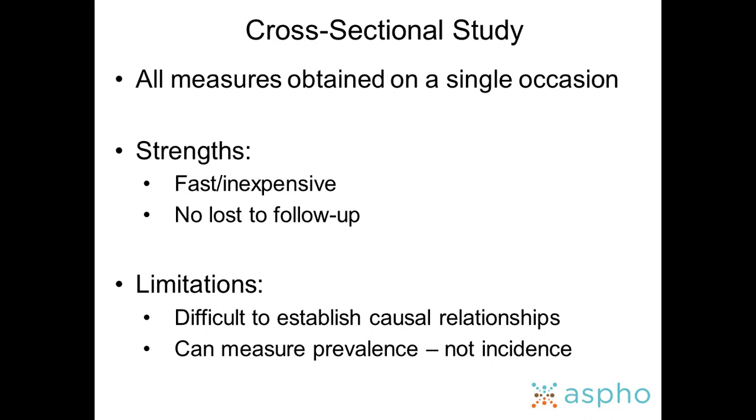Cross-sectional studies are when we take a group of people and we measure our exposure and our outcomes at a single time point. These are also fast and inexpensive, and we don't have loss to follow-up since we're measuring our outcomes at the same time as we're measuring our exposure variables. However, it's difficult to establish causal relationships, and we can measure how common things are, but we can't measure incidence. And incidence relates to some number or event rate over time. We have no time element in a cross-sectional study.